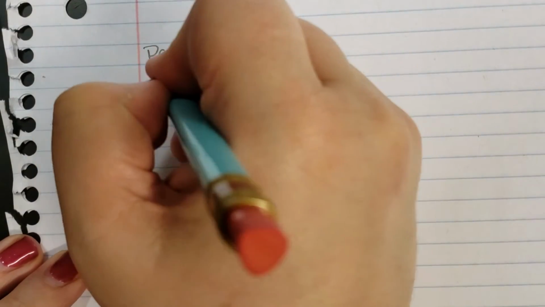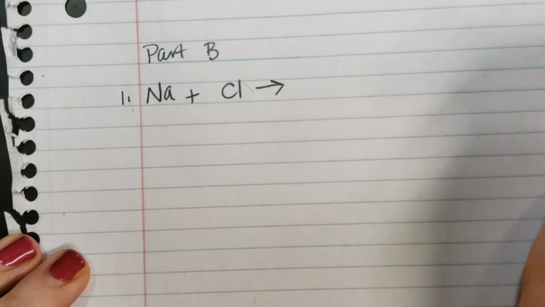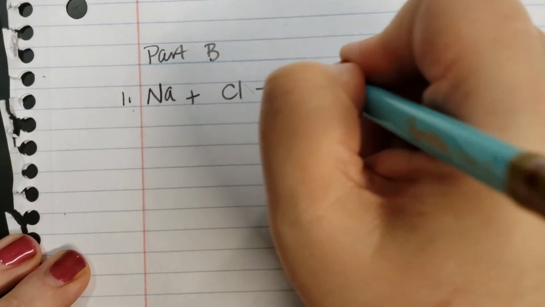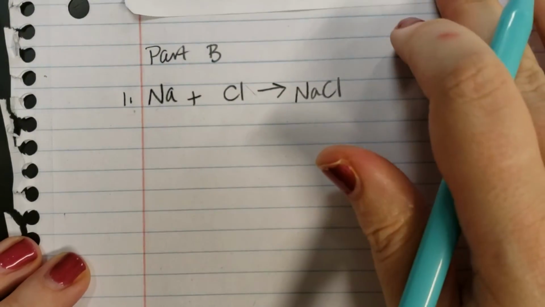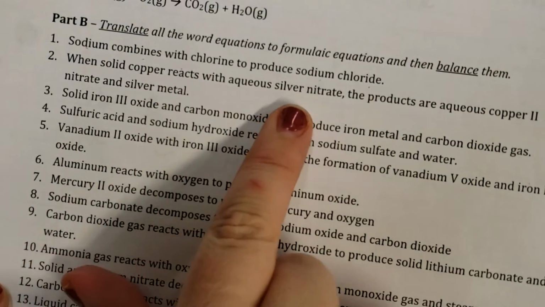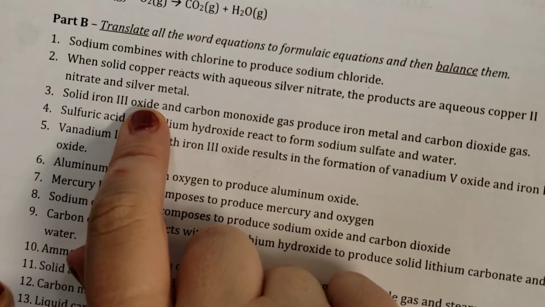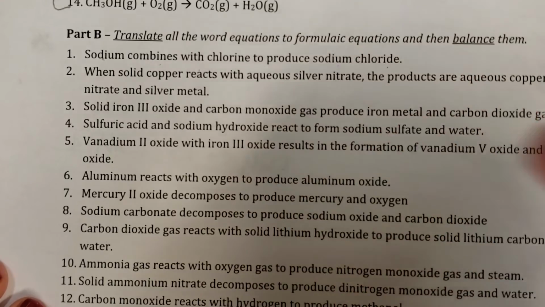So down here, we'll do part B. Okay, number 1. Sodium combines with chlorine to make sodium chloride. Okay. Number 2, solid copper reacts with aqueous silver nitrate. The products are aqueous copper 2 nitrate and silver metal. Okay, sounds hard, not really.